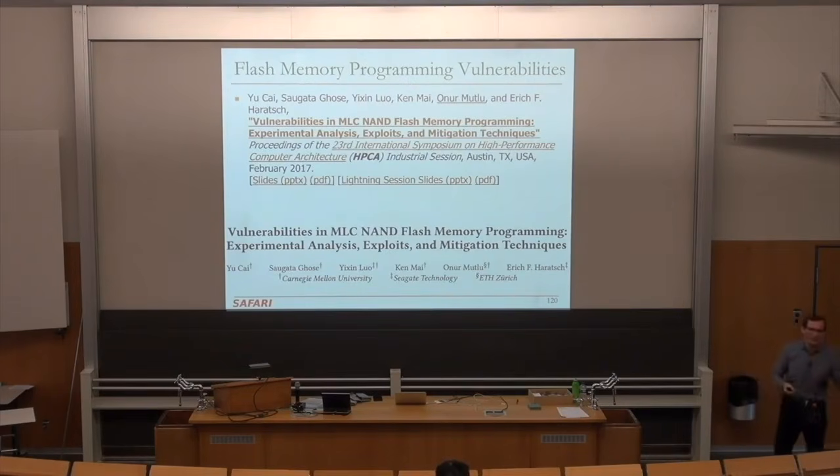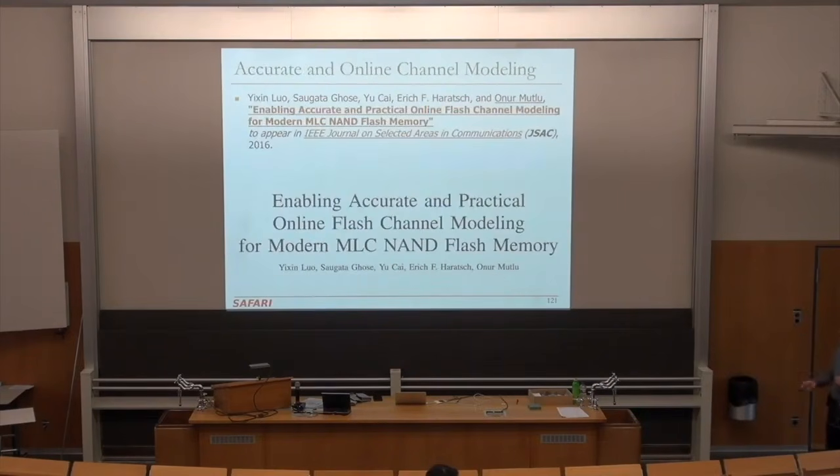If you remember, we have different kinds of programming mechanisms. If you want to program a multi-level cell, you do two-step programming, right? And that two-step programming actually leads to some vulnerabilities because you program some cells first, wait for a while, and then program some other cells. But if you want to learn about that, this is the paper to take a look at. And we've already discussed this one.